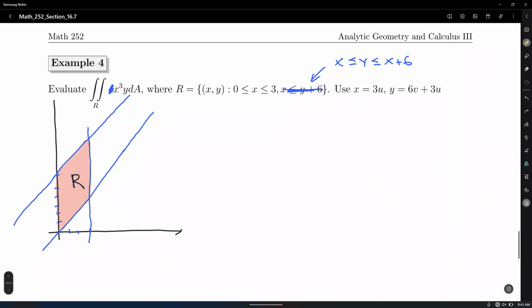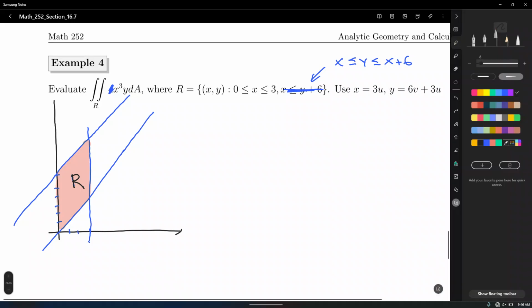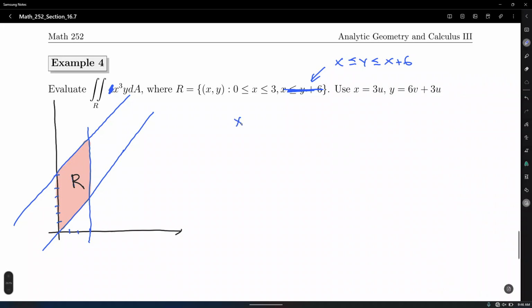We're given these substitutions: x equals 3u, y equals 6v plus 3u, but we're going to get the new region, the region S, in a different way. This time, I'm not going to solve for u and v in terms of x and y, because this is so convenient in the way this problem is given. So, see this inequality here, x varies between 0 and 3, and y varies between x and x plus 6. Check this out.